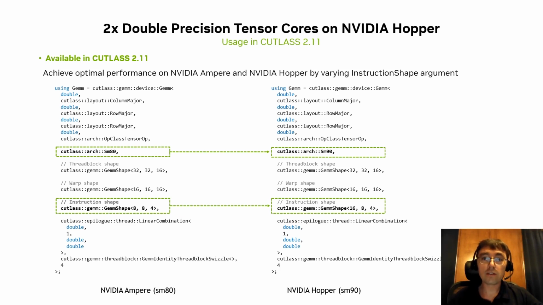This slide shows the definition of a device-wide double precision GEMM operation for the NVIDIA Ampere architecture on the left and for the NVIDIA Hopper architecture on the right. The only syntactic difference is to specify the 16 by 8 by 4 instruction shape for NVIDIA Hopper. The runtime interface remains completely unchanged. CUTLASS 2.11 implements real and complex value double precision GEMM and convolution.